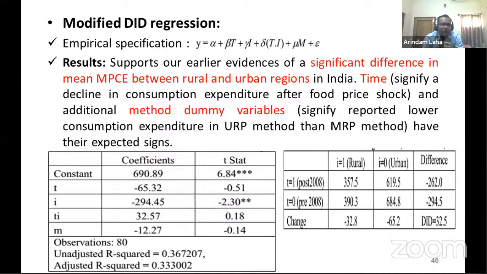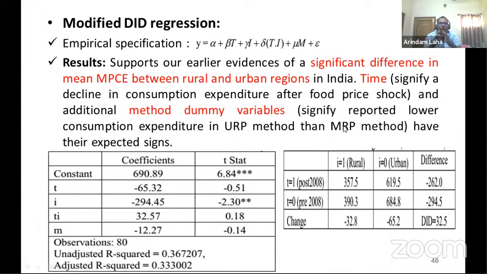Now what we have done is that we have combined the results. How is it possible to combine? Again, it is possible by using a new dummy variable. What is the new dummy variable? Your method dummy variable. Here for URP, uniform reference period, we have given value 1. For mixed reference period, we have given value 0.